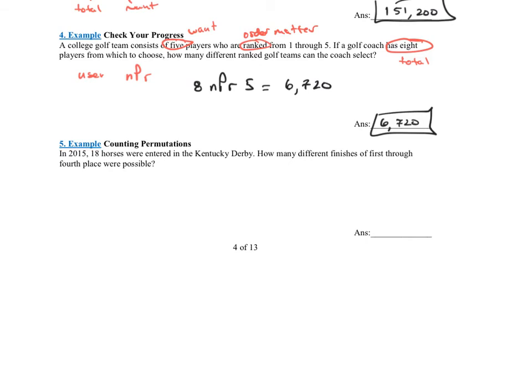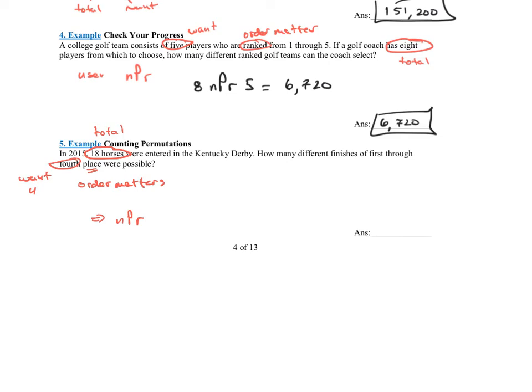In 2015, 18 horses were entered into the Kentucky Derby. How many different finishes of first through fourth place were possible? So it's the Kentucky Derby, it's a race, and they're talking about places. So this to me means order matters. We look at this and it says 18 horses were entered, so that's the total number. And then it says how many different first through fourth places, so that means you want 4. Okay, order matters, no repetition, tells me use NPR.